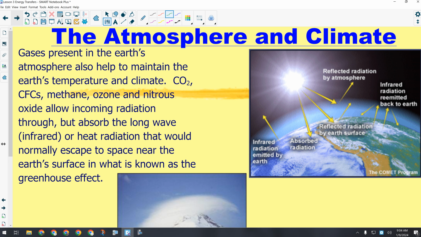Okay, so gases present in the Earth's atmosphere. We already talked a little bit about the greenhouse effect. Carbon dioxide, that's a greenhouse gas. CFCs, methane, ozone, nitrous oxide, they're all greenhouse gases. Even water is a greenhouse gas. If you have water vapor, it can act as a greenhouse gas as well. Basically that just allows the solar radiation to bounce around a few times, and the more times it bounces around, the greater the chance it can be absorbed, which obviously then increases the temperature.